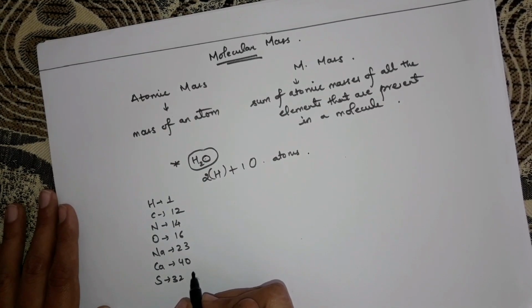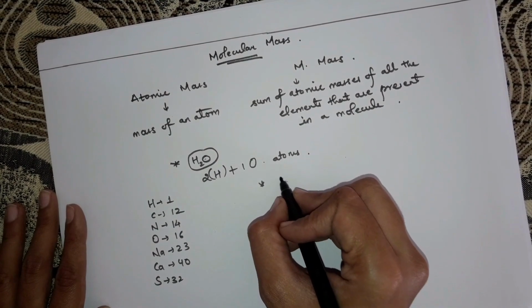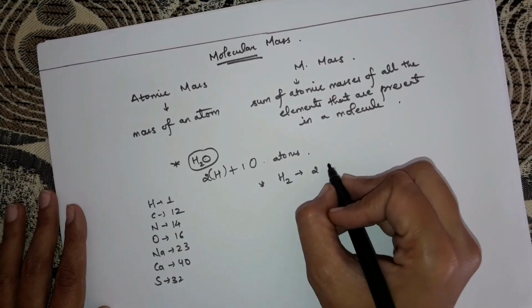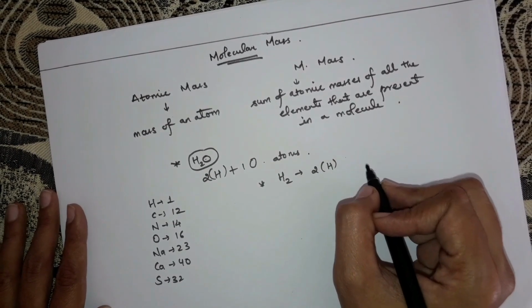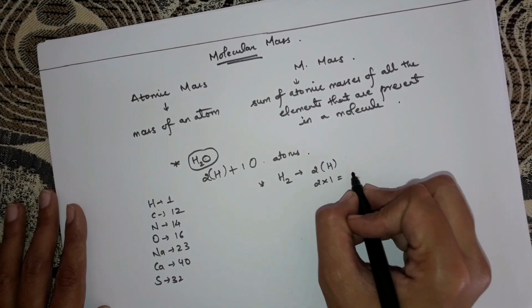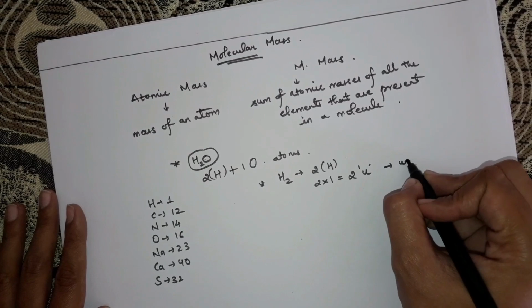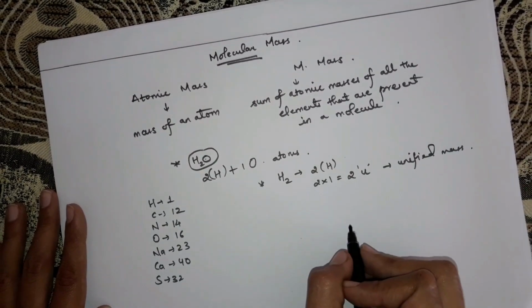Right? And if you want to calculate, suppose starting with the simple molecule like H2, it would be equal to 2 times the atomic mass of hydrogen, that is 2 into 1, and this will be 2, and the unit is U. U stands for unified mass. This is the unit of atomic mass.